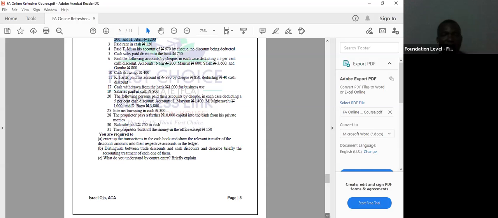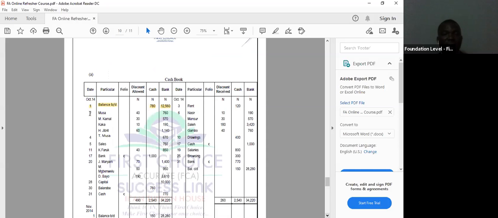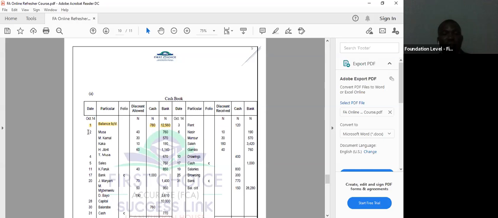Now, let's look at it. If you look at it here, we have it here. The reason why we're having it here is because they are customers, not our vendors. So we have the October 2 year, and we have all the names listed. Can you see? Musa first. How much is Musa owing us? Let's check this.